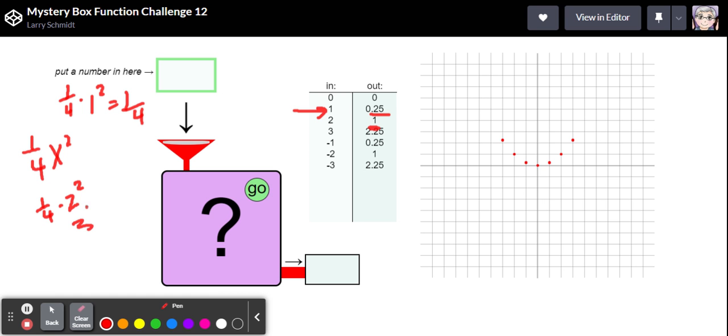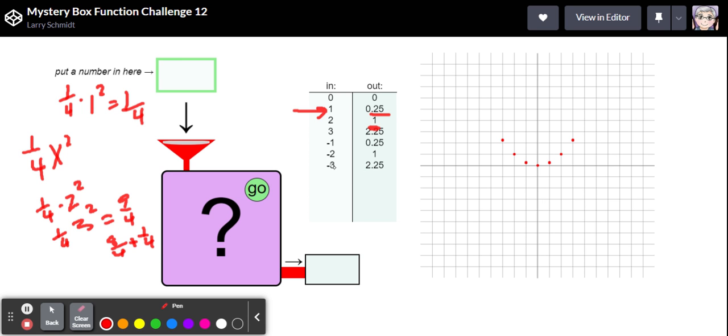How about the 3? So 3 squared times 1/4. So 3 squared is 9 times 1/4 would be 9/4. And actually that is 2.25, right? Because the 8/4 would be the 2 plus 1/4 would be the 0.25. So this does seem to work.